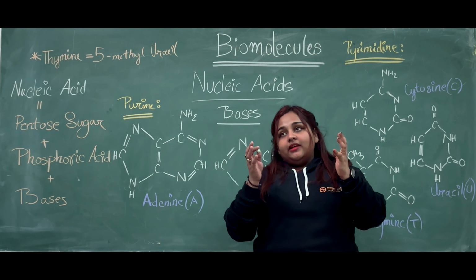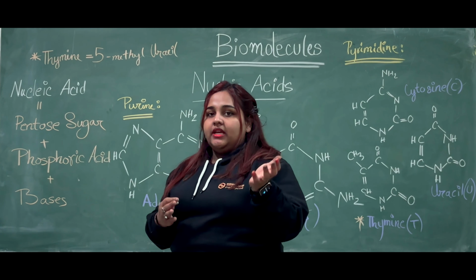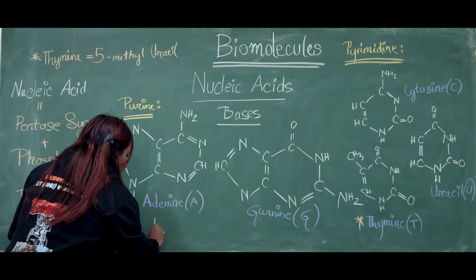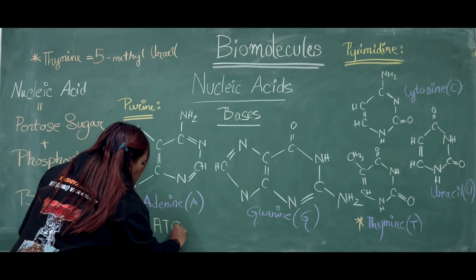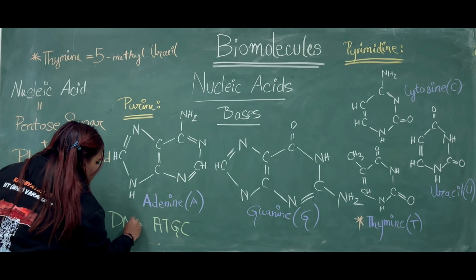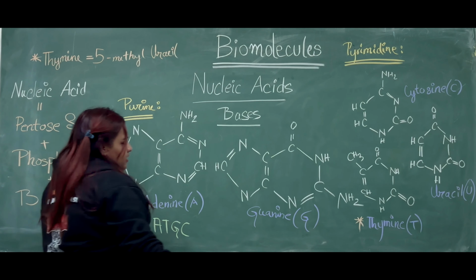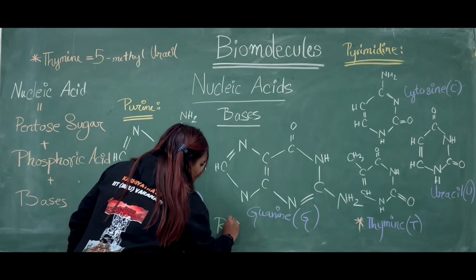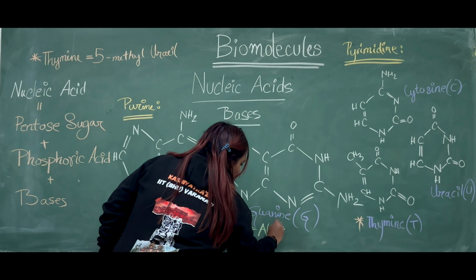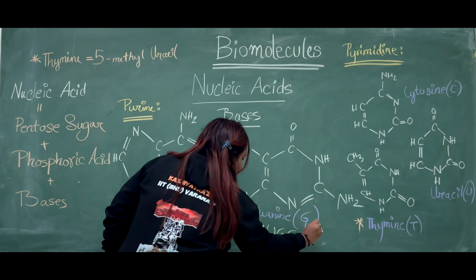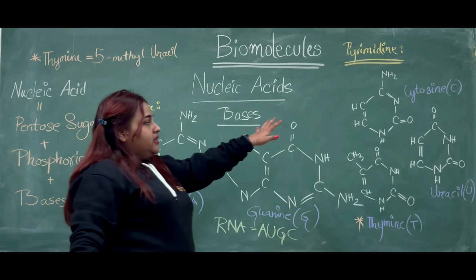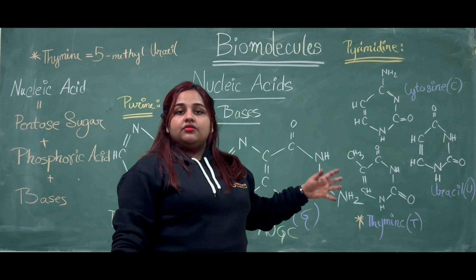Now, there is a difference in bases in DNA and RNA. In DNA, we have A, T, G, C. But in RNA, we have A, U, G, C. Now we will see how to differentiate these bases, and it is very important to know the structure of these bases.